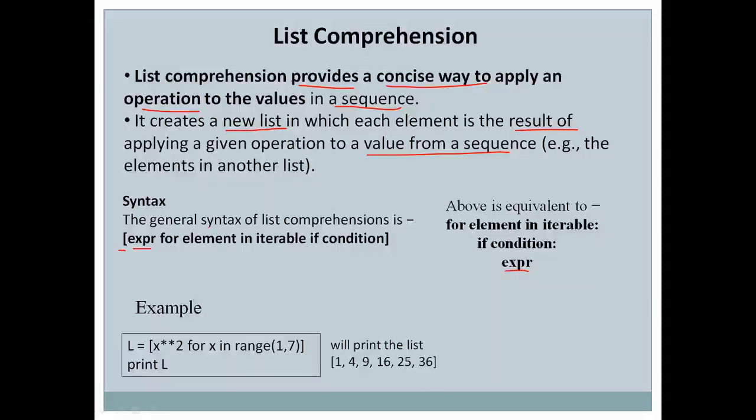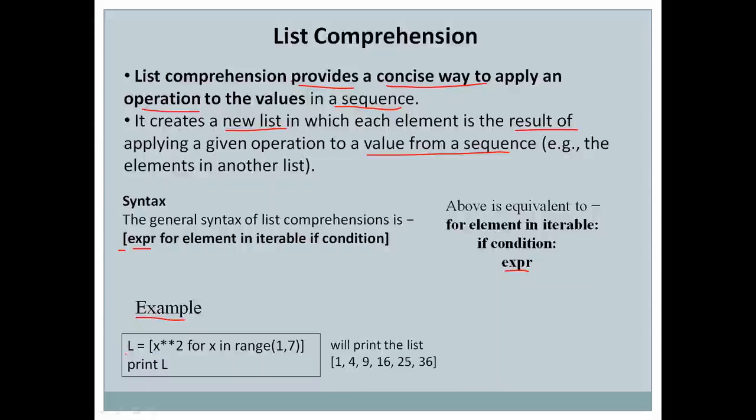Okay, let us look at one example of how we can generate a new list by using list comprehension. So this is our example where we want to create a list of squares of numbers from 1 to 7. Squares of numbers from 1 to 7 can be easily created by applying list comprehension. Now look at this example.